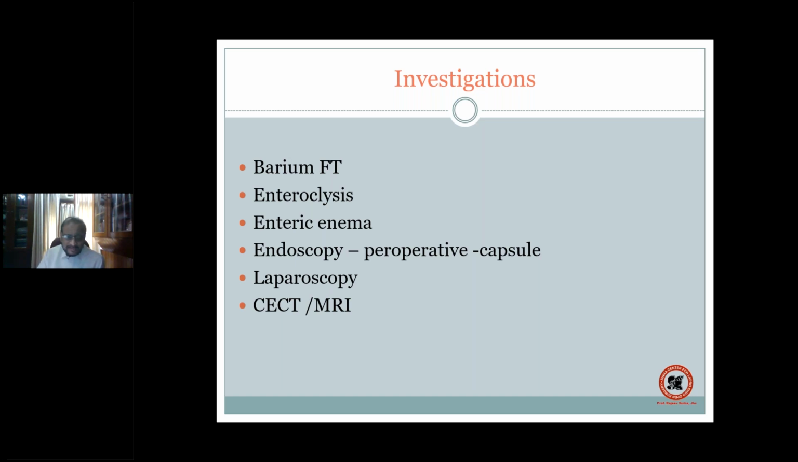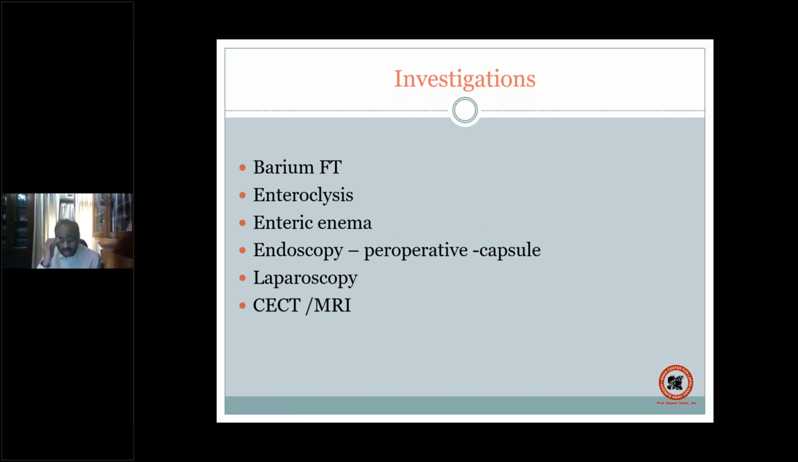That is why enteroclysis is direct introduction into the proximal small bowel. If you're introducing the same thing into the distal small bowel, the ileum, it is known as an enteric enema. So enteroclysis is direct injection of the contrast, which could be barium or any other contrast, directly into the jejunum or ileum, and enteric enema is retrograde injection of the contrast through the ileocecal valve into the ileum.